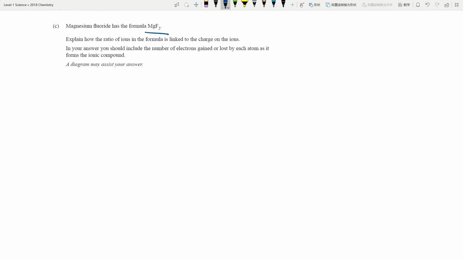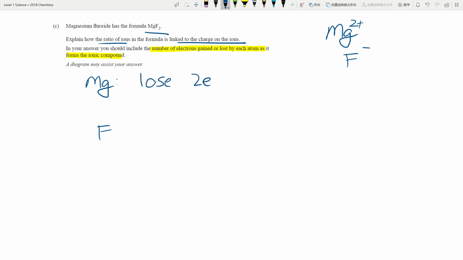Explain how the ratio is linked to the charge of the ions. In the answer, what do we need? Include the number of electrons gained and lost by each atom as it forms the ionic compound. So you need to look at Mg as an element, and then fluorine as an element. On the table of ions, you should be able to see Mg2+ and F-, which can be really helpful here. So Mg is going to lose 2 electrons, because 2+ means you lost 2 negatives.